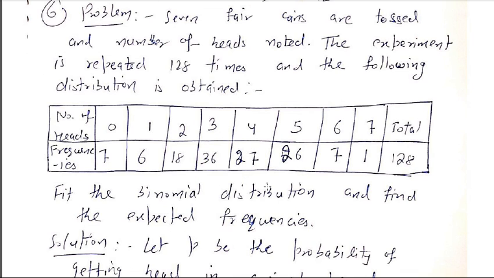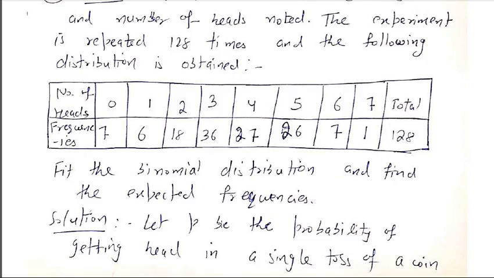The sixth problem is related to fitting of binomial distribution. The problem is: 7 fair coins are tossed and the number of heads is noted. The experiment is repeated 128 times and the following distribution is obtained. Here the number of heads is in the first row and in the second row are the frequencies for the number of heads noted. So we have to fit the binomial distribution and find the expected frequencies.